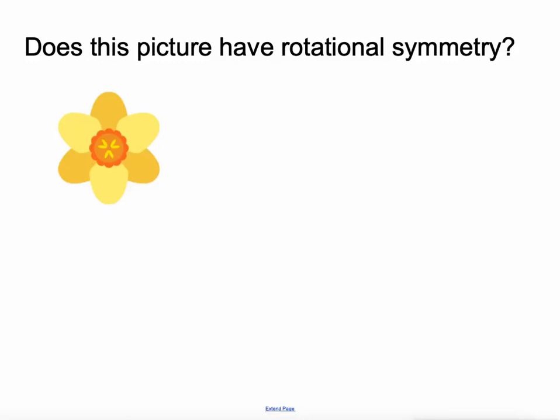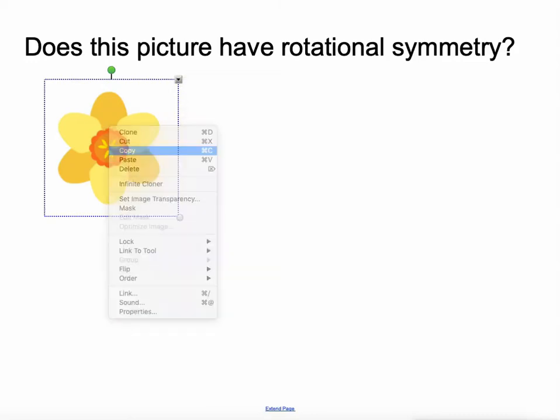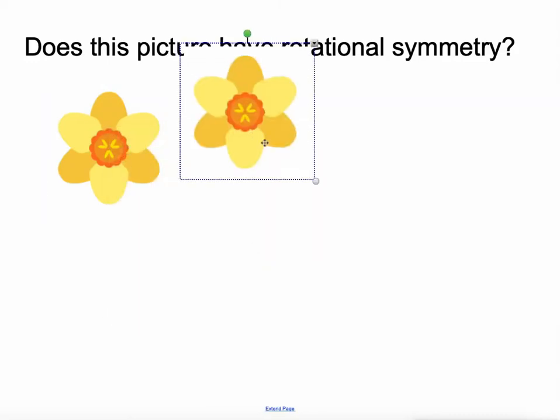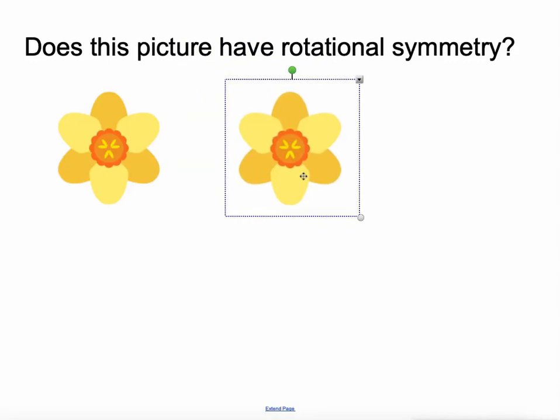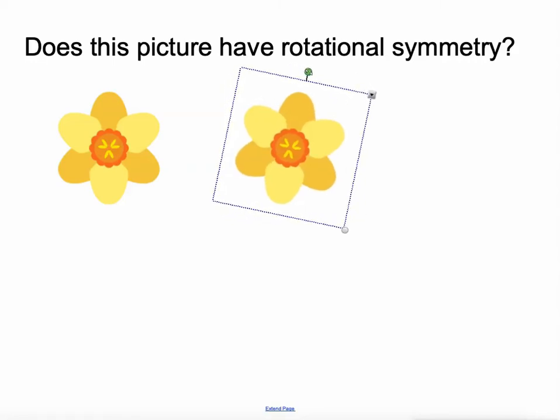Just a simple yes/no, does this picture have rotational symmetry? So I'll tell you what I'm going to do. I'm going to copy it, and then I'm going to rotate it, and if we have an identical picture before we go a full 360 degrees, then yes, it has rotational symmetry.